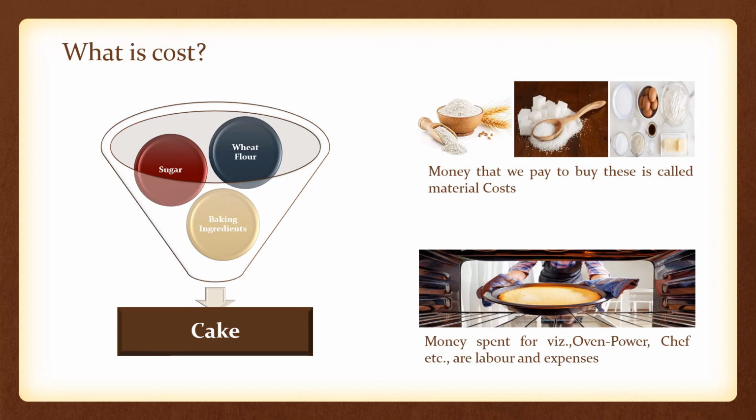Similarly, we require an oven to heat, that needs power, and a chef who bakes the cake. Thus, the money we pay to the chef is called labor cost. And the money we spend for power, etc. is called the direct expenses. In total, all these individual elements, namely material, labor, expenses cost, are identified and recorded to determine the total cost.